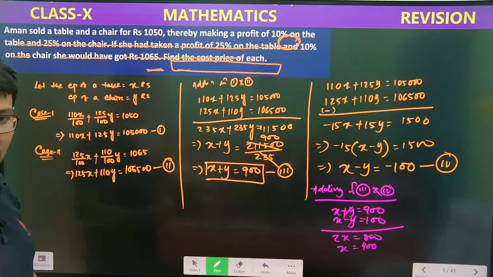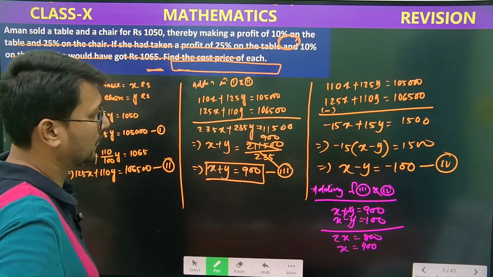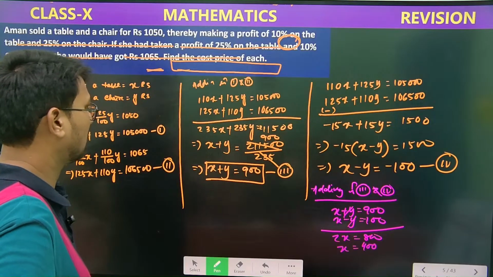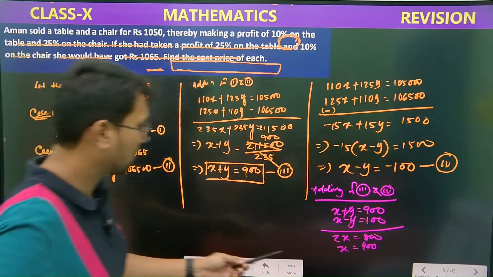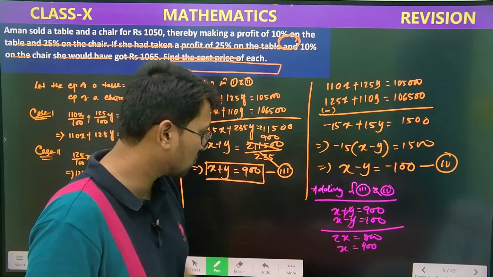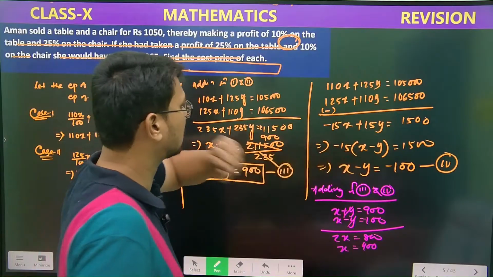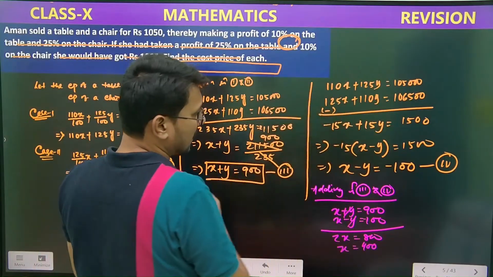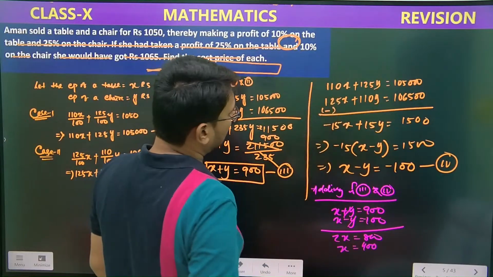Check. But table cost is 4... Now somewhere we have made a mistake. 500. Where is the mistake? Is this one correct? Which one? We have added these two, then how can we subtract? I think somewhere here is the mistake. I have added x plus y is 900. You have got x minus y here.